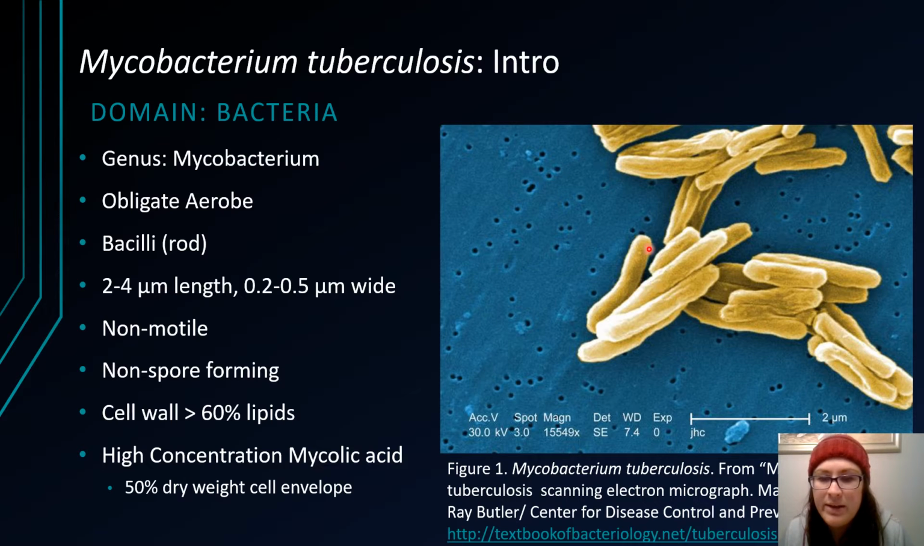And as you can see here in the scanning electron micrograph, you don't see a flagellum, so it's not motile. And also, it's non-spore forming. Most of the cell wall is over 60% lipids. And if you were to dry the cell envelope, 50% of the dry weight would be mycolic acid.